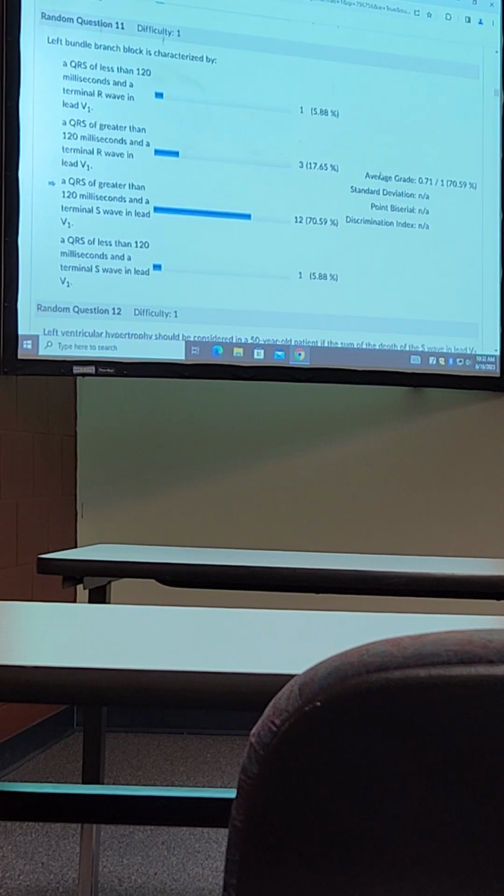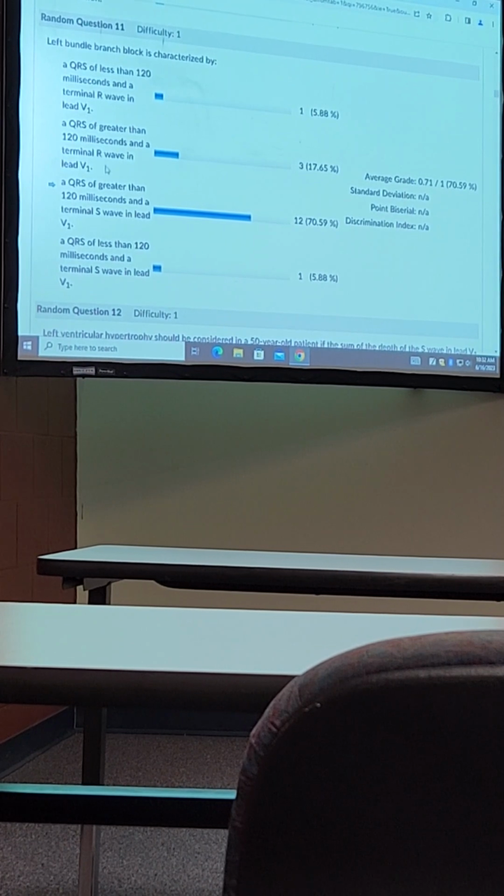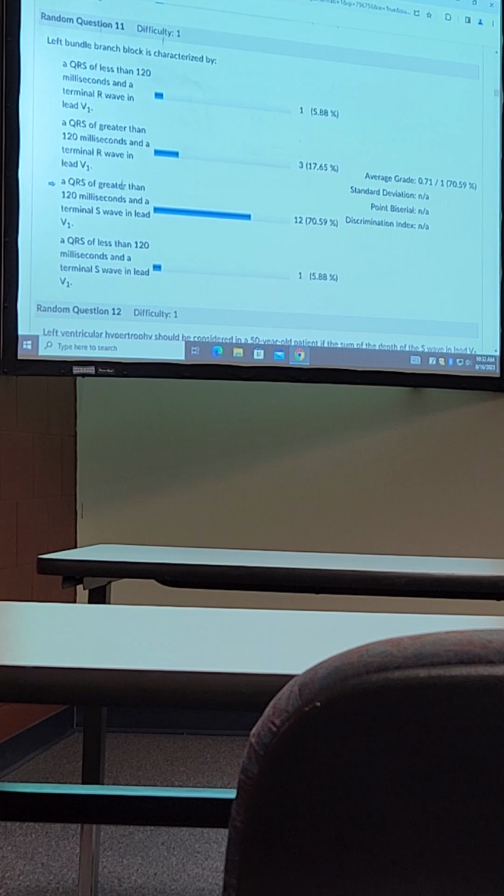A left bundle branch block. So you have a wide QRS. So we can't do this one because this is a narrow QRS. Can't do this one because this is also a narrow QRS. So it has to be a wide QRS, right? And for a left bundle branch block, turn signal. You're going to turn left. Okay. So you would have a terminal S wave. Remember the QRS, Q, R, S is down. So terminal S wave. R wave would be up.